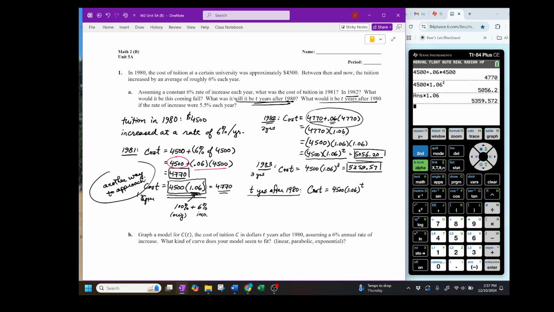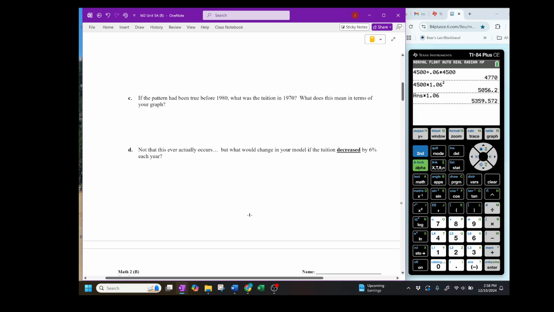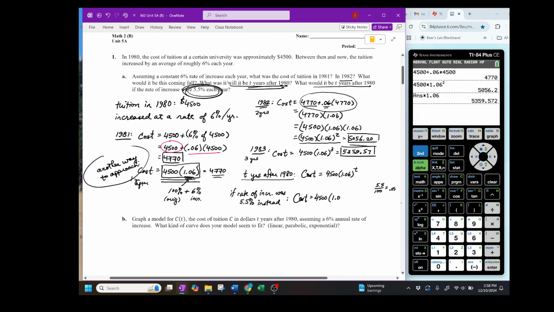Then it says, what would it be 2 years after 1980 if the rate of increase were 5.5% instead? So if the rate of increase was 5.5% instead, then the cost would have the same sort of format. It'd be 4,500 times 1.0. Well, now it's not 106%. It's 105.5%. So 5.5% out of 100 is the same as 0.055. So this thing would be 105.5%. And then that's raised to the t. Okay, so that's if it's 5.5%. This is if it's 6%.